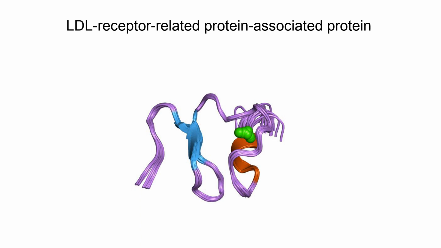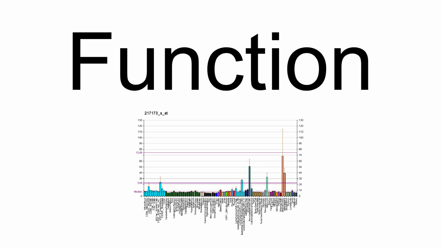Low-density lipoprotein receptor-related protein-associated protein 1, also known as LRPAP1 or RAP, is a chaperone protein which in humans is encoded by the LRPAP1 gene. LRPAP1 is involved with trafficking of certain members of the LDL receptor family including LRP1 and LRP2.